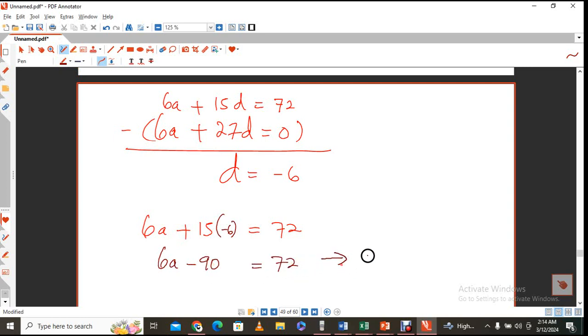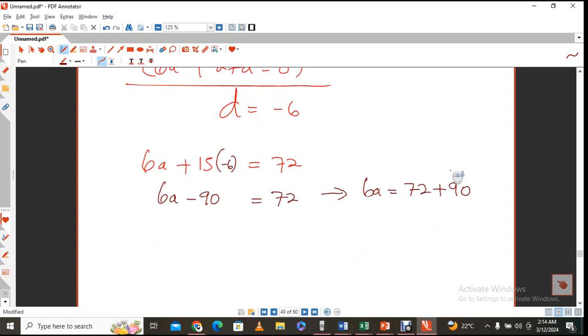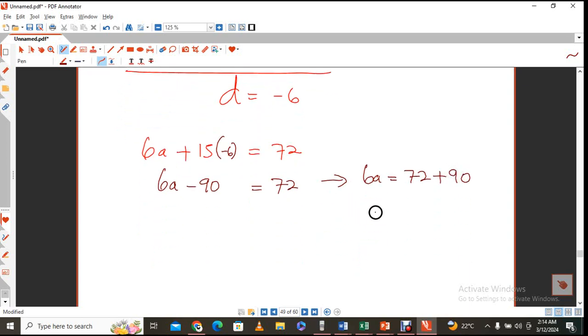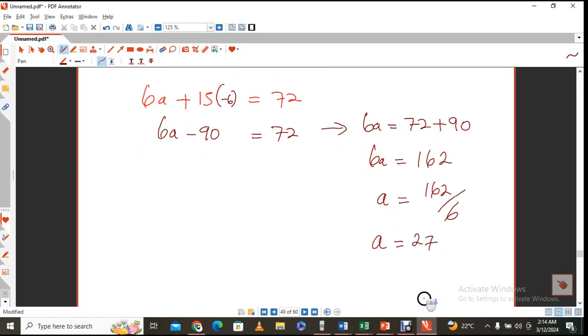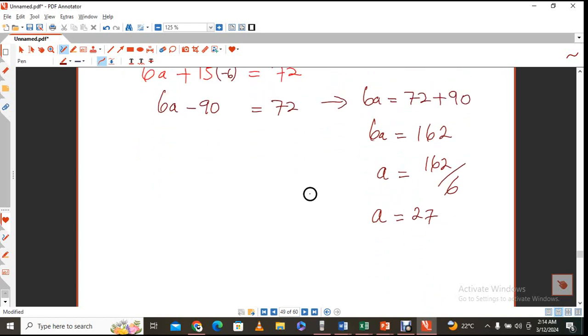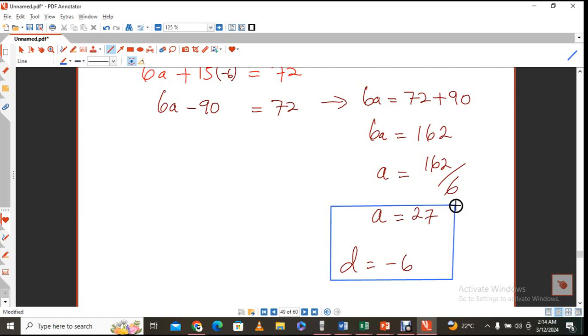All right, so this is going to give me 6a equals 72 plus 90, of course, and if I go ahead, then I will have 6a is equal to 162. Then a will be 162 divided by 6, and therefore my value of a is 27. So just to make sure I have the correct answer, I know that my a value is 27, and my d value is negative 6. This is the required solution to that particular question.